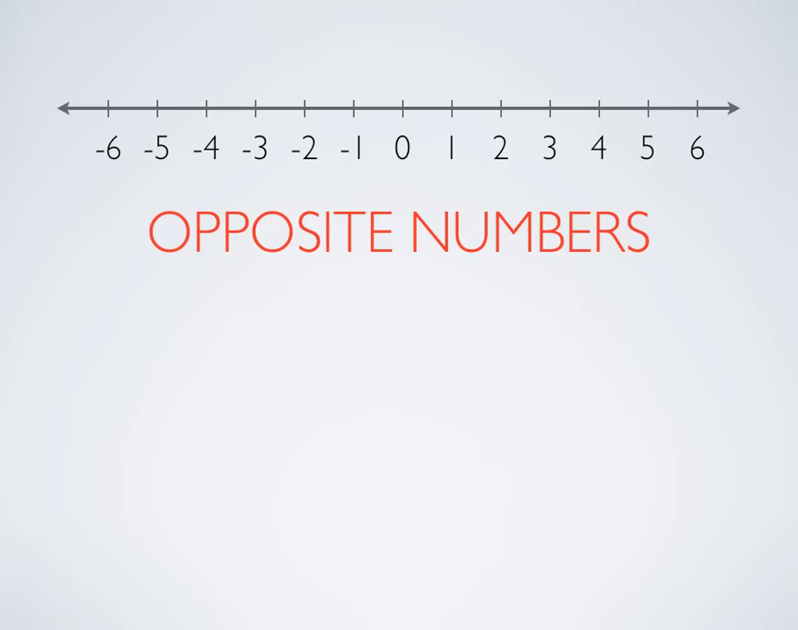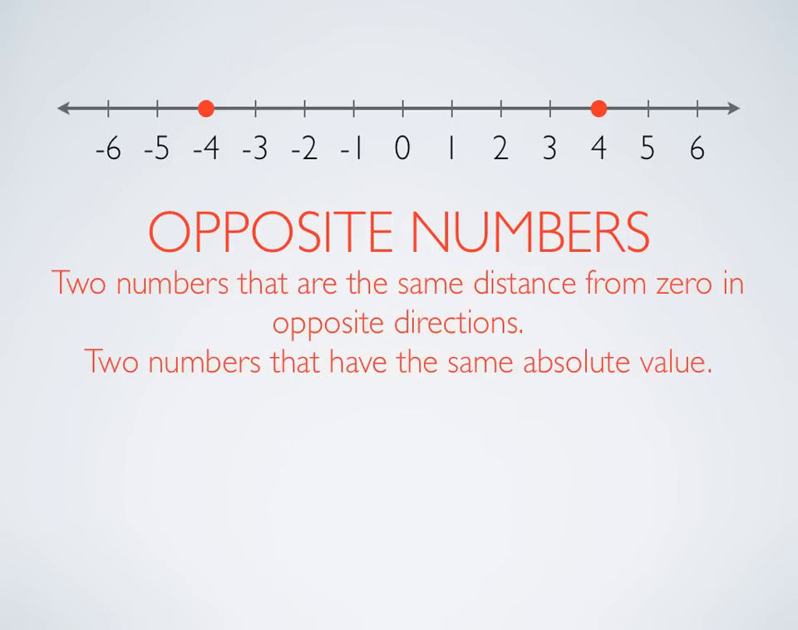Alright, so in the definition of integers, I mentioned opposites, whole numbers and their opposites. So let's talk about what opposite numbers are. It seems fairly obvious. So if we were talking about -4, if I were to ask you what's the opposite of -4, you would most likely say 4, and you'd be correct. So opposite numbers are just two numbers that are the same distance from 0, just in opposite directions, and they have opposite signs. One of them's positive, one of them's negative.